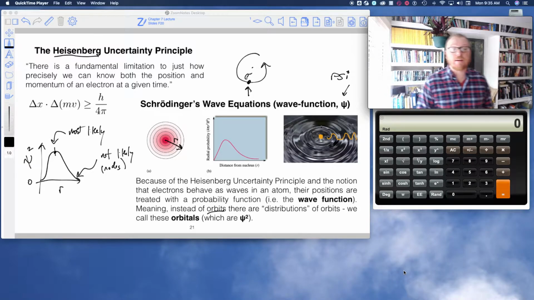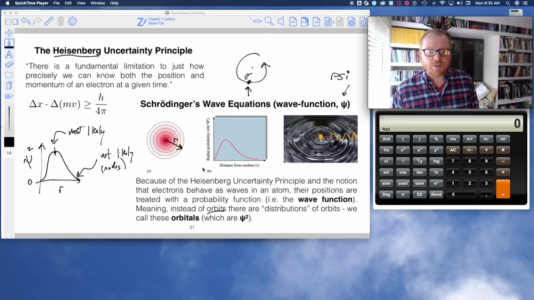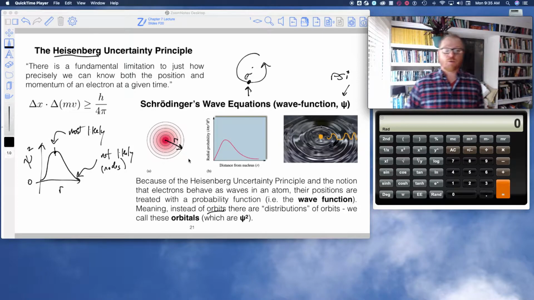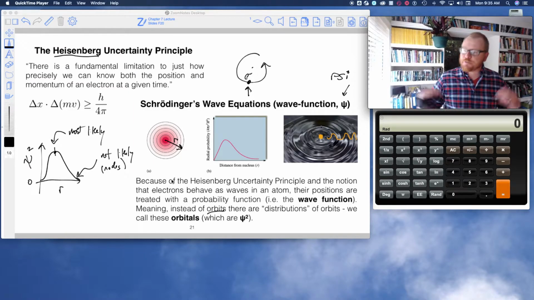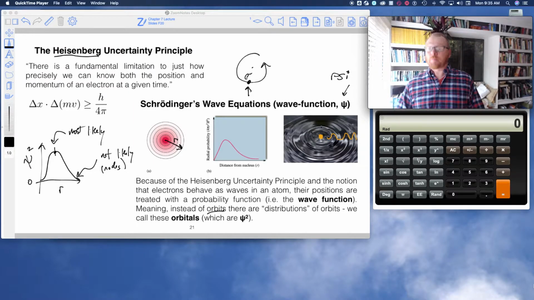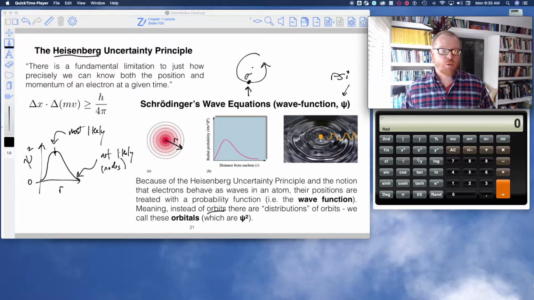Picking up right where we left off. So I'm starting off on this slide right here, again, to remind you of this Heisenberg uncertainty principle and Schrodinger's wave equations. So again, this idea that because electrons are both particles and waves, it's very difficult to know their position or their momentum simultaneously with any arbitrary level of precision.